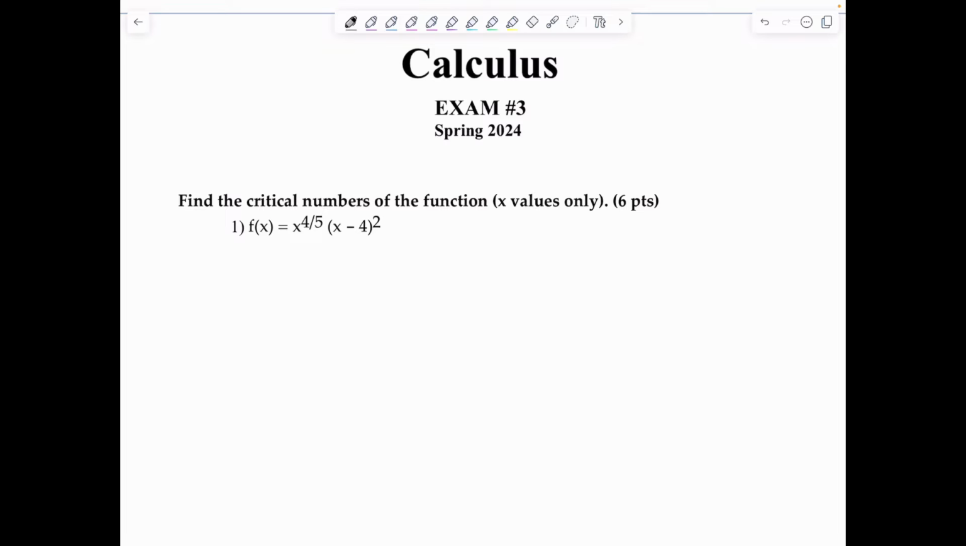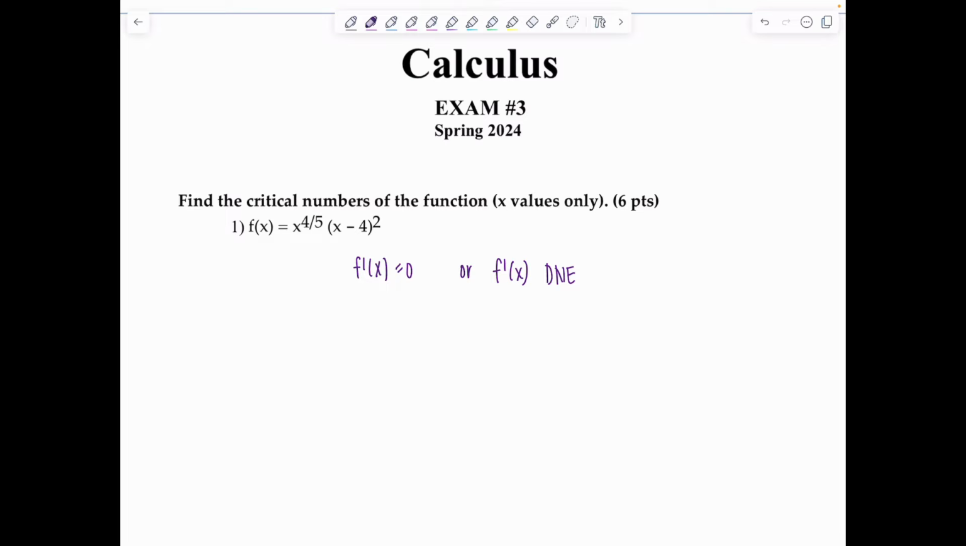So the first question says, find the critical numbers of the function, x values only. Remember, critical values come from two places. They come from where f prime of x is equal to 0 or where f prime of x does not exist. So that means we're going to have to find the derivative of the function. But another thing you always want to keep in mind is that critical values or critical numbers have to be within the domain of the function. So let's list that out first.